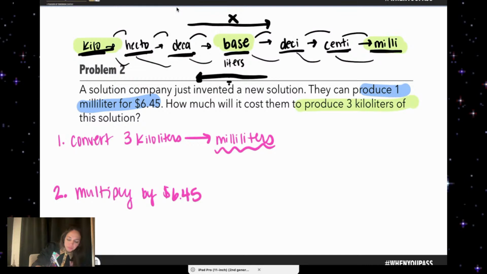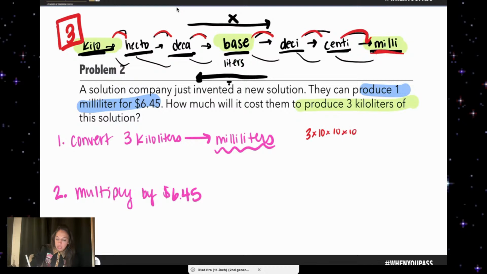So if I have 3 kiloliters and I want to figure out how many milliliters that is, I'm going to multiply by 10, 10, 10, 10, 10, 10 to get there. Don't mistake that for 10, 20, 30, 40, 50, 60, because it is not 60. It's 10 to the 6th power. I would typically go 3 times 10 times 10 times 10 times 10 times 10 times 10, right? Like this is just how my brain works. Or you can do 3 times 10 to the 6th.